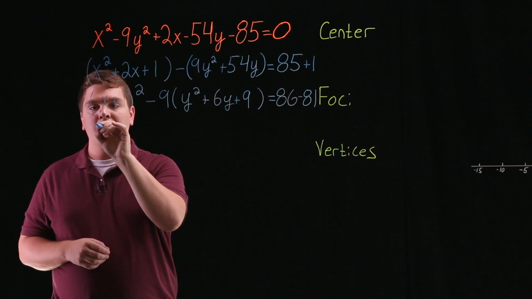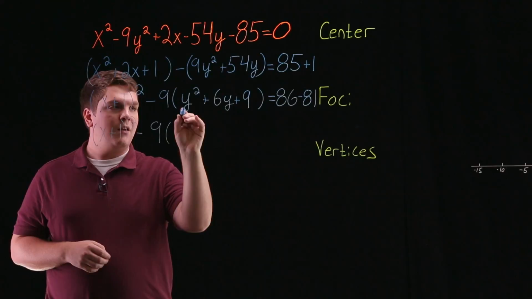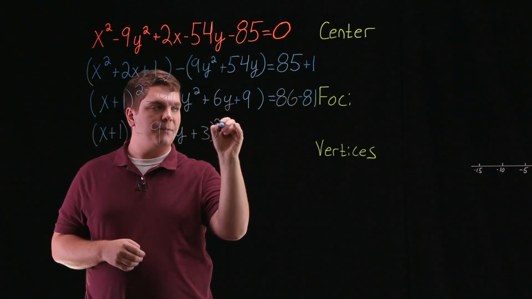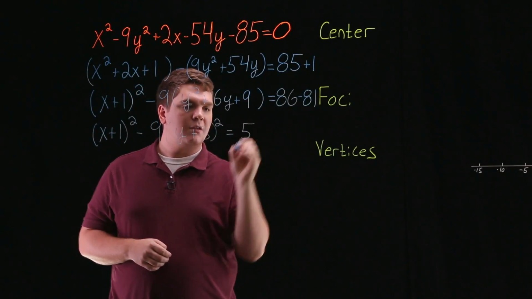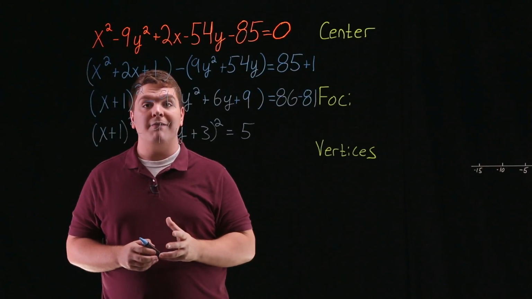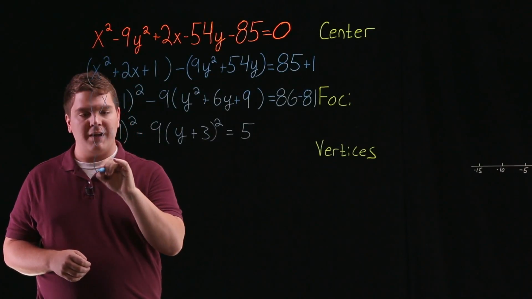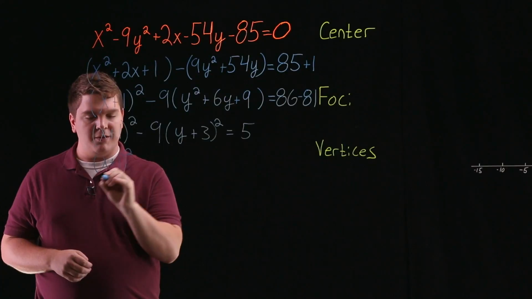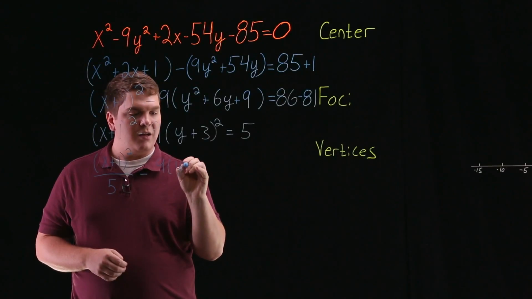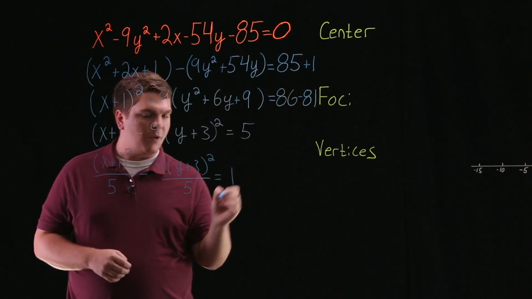So what we're left with is the quantity x plus 1 squared minus 9. This right here becomes y plus 3 quantity squared. And this is equal to 5. So the next thing we're going to want to do is divide each side of the equation by 5 so that we have a 1 on the right side of the equation. So dividing everything by 5, we'll have x plus 1 quantity squared divided by 5 minus 9 times y plus 3 quantity squared divided by 5 is equal to 1.